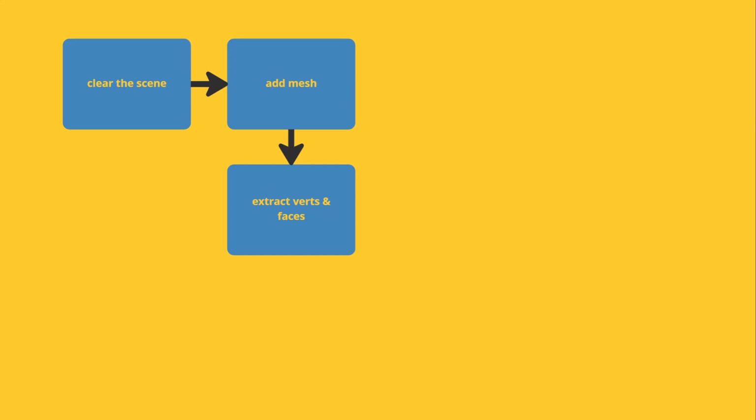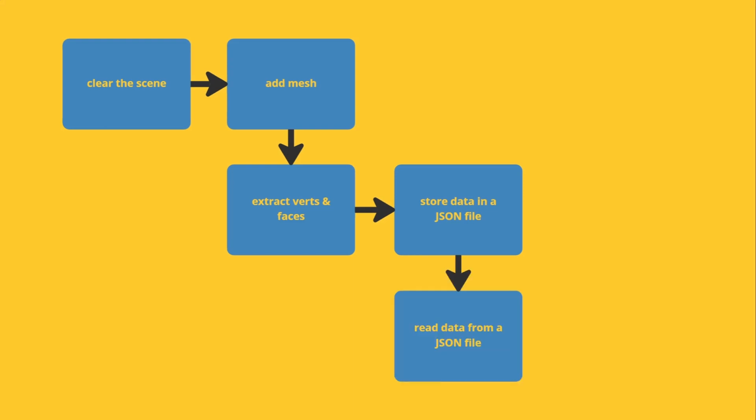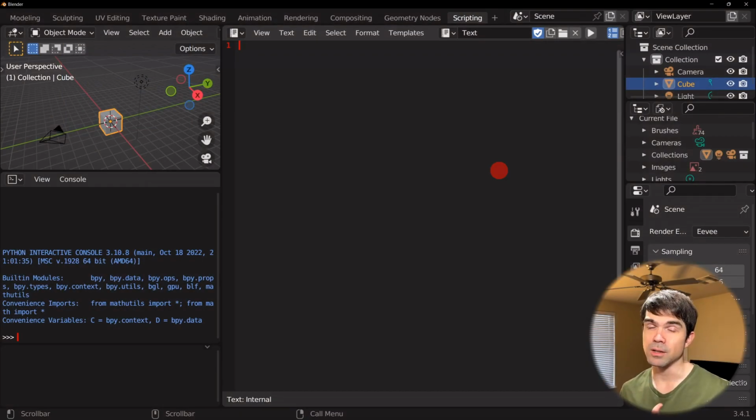First, we need to clear the scene from anything that is currently in the scene. Each time we run the script, we want to start with a blank scene. Next, we want to add a mesh that we want to extract the vertices and the faces from. After that's done, we'll be extracting the vertices and faces and putting that into something that we can store. After that, we're going to take that data and put it into a JSON file. Finally, we will be able to read that data from the JSON file and then create the mesh based on that data. I'm going to write my comments right here in the script.